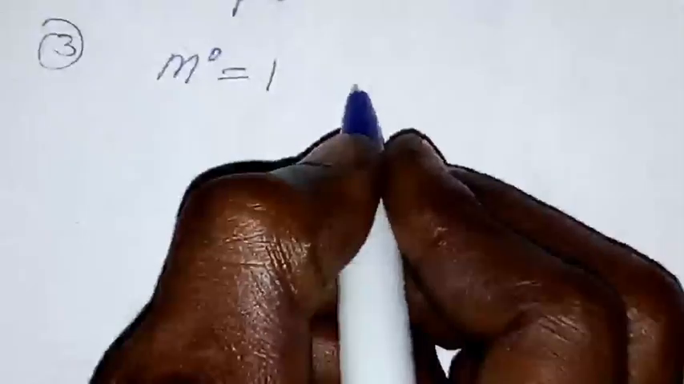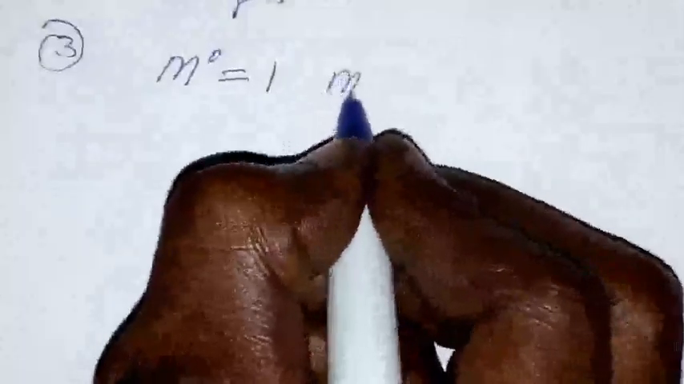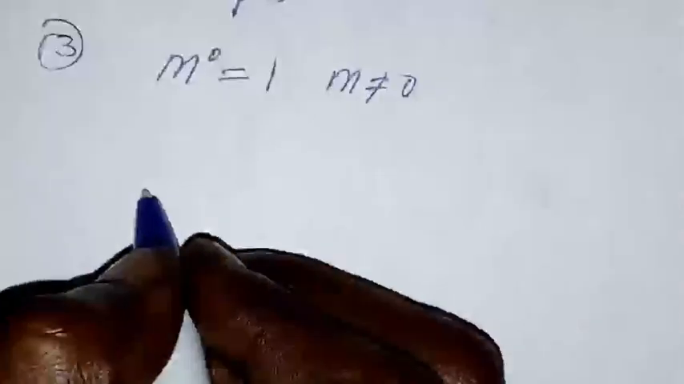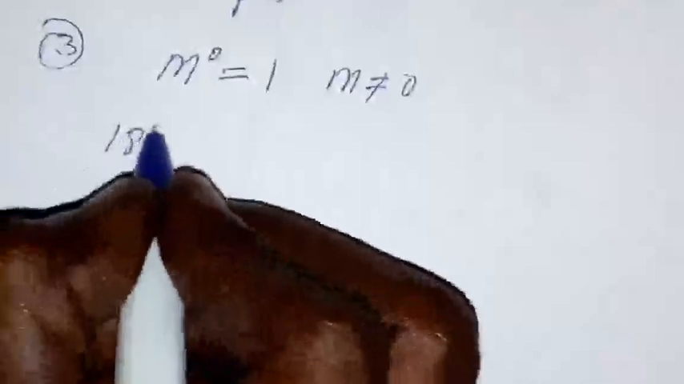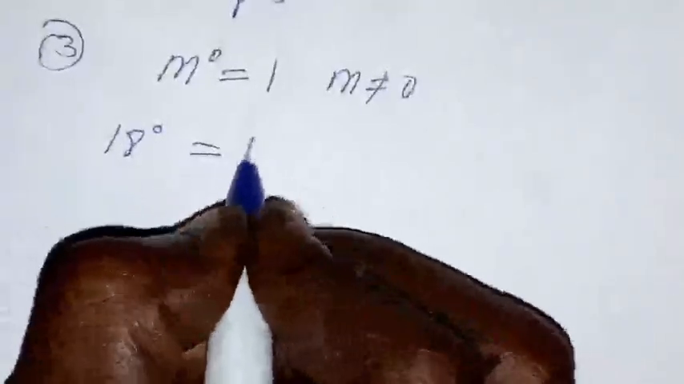Law of indices number 3 says that whenever you have any number to the power of 0, that number is equal to 1. Now, if we have, let's say, m power of 0, this is equal to 1. But remember, m is not equal to 0. Now, according to this rule, if I have 18 power of 0, this is going to give me 1.